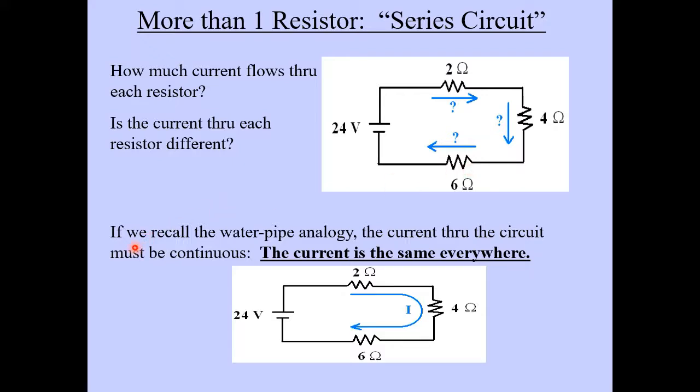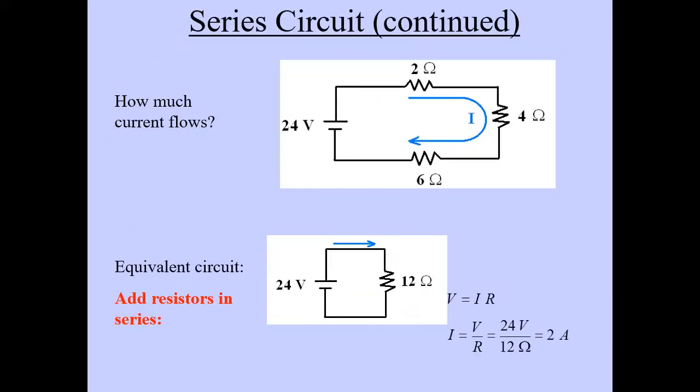Now, if we recall the water pipe analogy, the current through a circuit must be continuous, so the current is the same everywhere. In other words, the current through this resistance has to be the same as this one, which has to be the same as this one, because the same amount of current flows around and around this circuit or loop. So we can replace all these arrows with just a single arrow that represents the one current that flows through this loop. So that's our starting point.